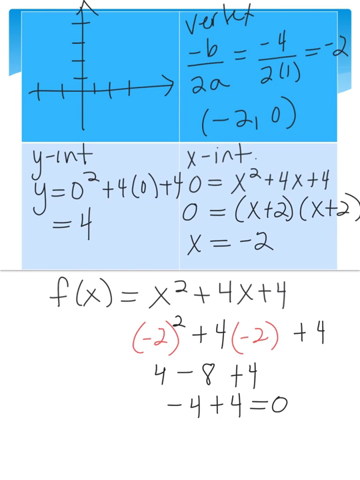So let's plot what we know. Our vertex is at negative 2, 0. I know that I've got this y-intercept at 0, 4, and that doesn't really appear to be enough. But if I use the axis of symmetry, I know that I've got another point that's also going to be 2 to the left of that point. That's going to give me enough then to make my parabola.